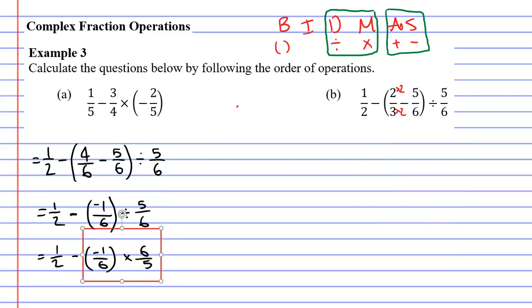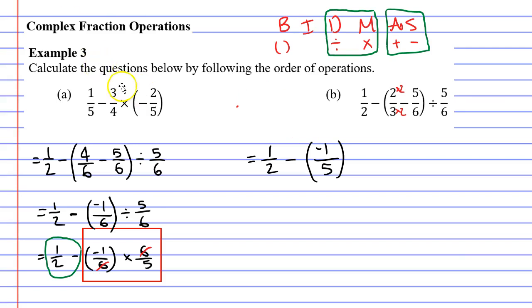I'm multiplying now. Multiplication is nice and easy to do. I can also see that I have a 6 above and a 6 below, so I'm going to cancel those just to make my life a little easier. And when I multiply these, I'm just going to get negative 1 at the top and 5 at the bottom. I'm going to put this in brackets because it's a negative fraction, and I'm going to carry across everything that I didn't use, everything outside the red rectangle, which is the half and the subtraction symbol. I'm going to put over here on the left.